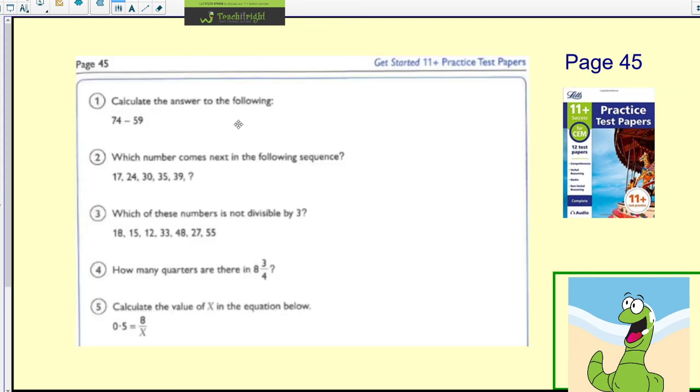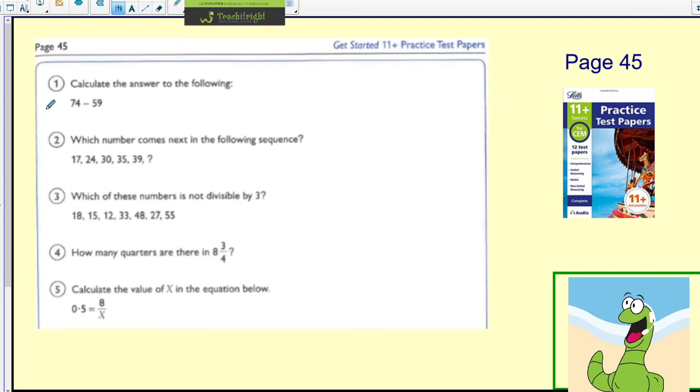Right, welcome back, everyone. Let's run through the answers together. So again, some nice simple calculations. The answer to this one is 15, just simple taking away. The answer to number 2 is 42. And the sequence is each time we're adding one less number. So we're adding 7, adding 6, adding 5, adding 4, adding 3. So eventually 39 plus 3 equals 42. And that was the pattern.